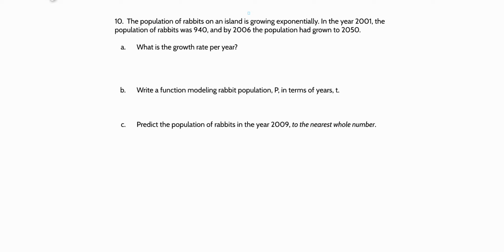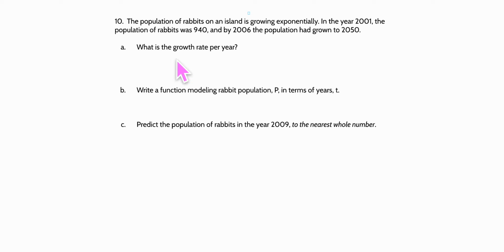Gonna solve another example on working with exponential growth. In this example, we have a population of rabbits. We know that they're growing exponentially. In the year 2000, the population of rabbits was 940. So at the very beginning, we have a population of 940. And later on, after 5 years, in the year 2006, the population has grown to 2050.